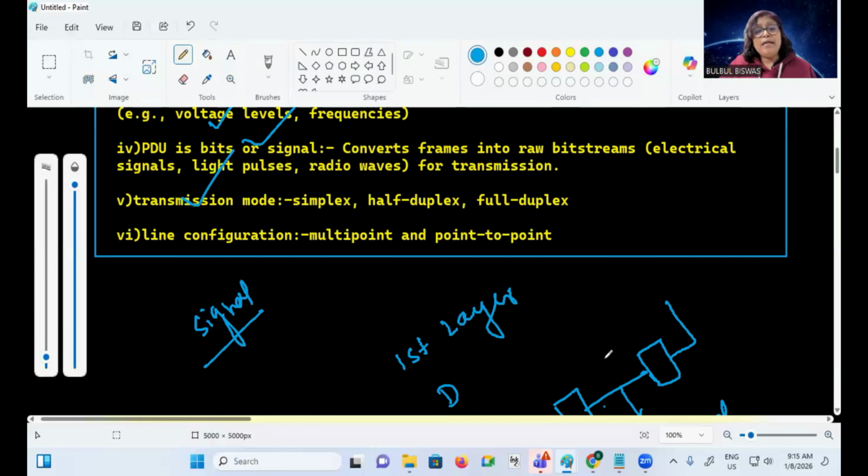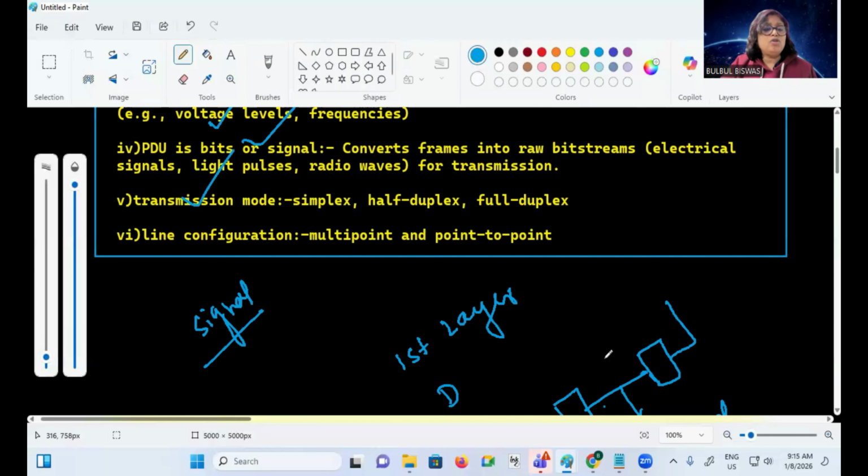Then what type of transmission mode is used in data communication? That is half duplex and full duplex. Both provide two-way communication, but in half duplex, it is one communication at a time, that means either sending or receiving. But in full duplex, there is no such problem. Both-way communication can take place simultaneously. That is why it is called full duplex.